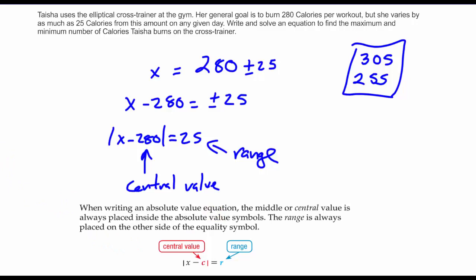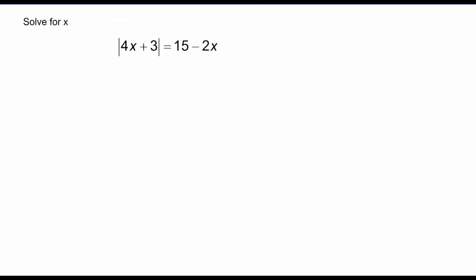Got a couple more. This problem is a little bit more difficult because you'll notice here that I have an absolute value that's already isolated, but the term on the other side also has a variable in it. We still handle the problem the same way. The absolute value has been isolated, so now we give it the plus or minus to remove the absolute value sign.